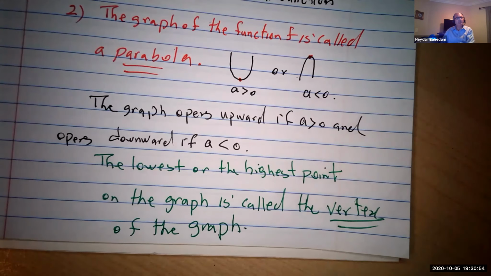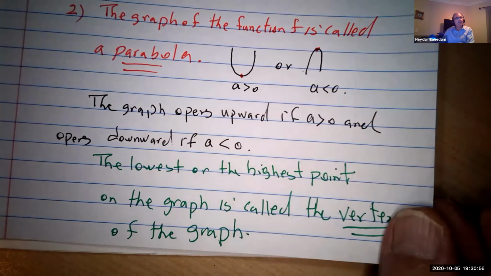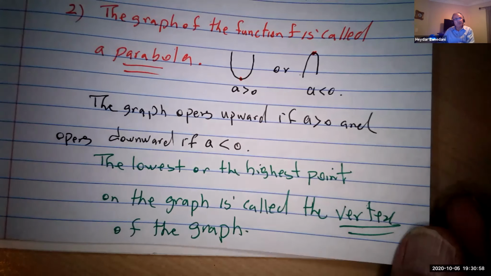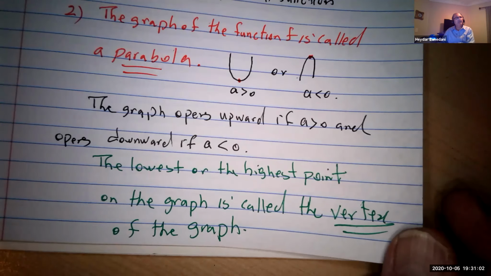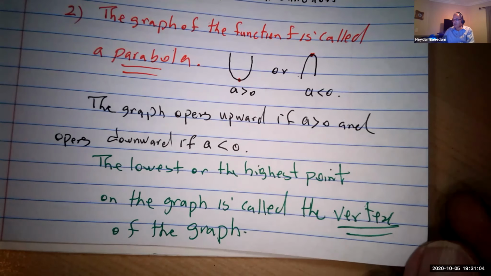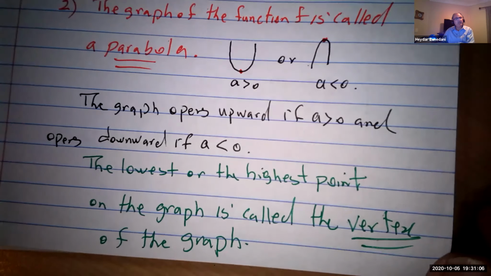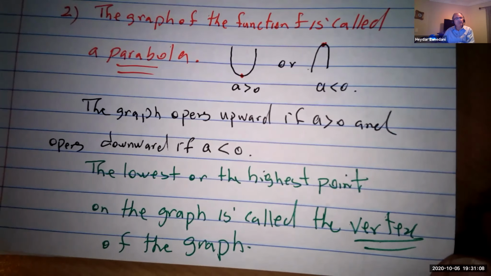Okay, that is going to be a vertex, and we are going to denote it by V, and we give you the coordinate. There are different ways to give you the coordinate, but I'll give you this one quickly. Okay, are you done? So the lowest point or the highest point is going to be called a vertex.